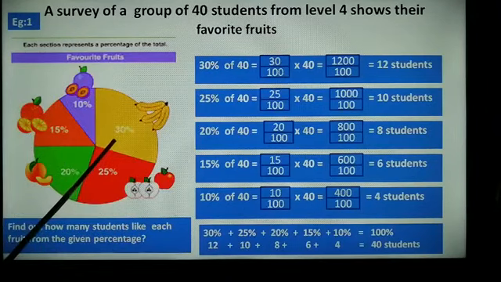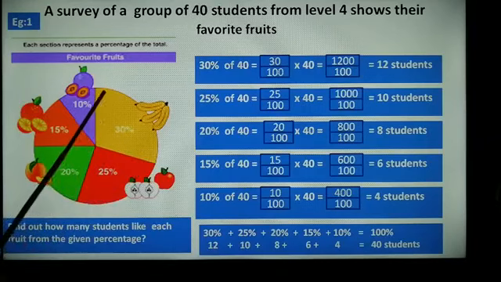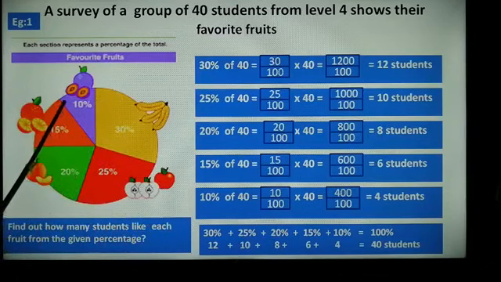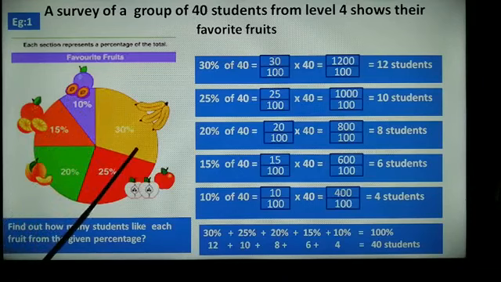So first we will move to this one, the biggest slice. Biggest slice means what? More students like it, isn't it? If the question asks which fruit is the least favorite, you can easily tell with the help of the slice size. This one, isn't it? And the most liked one is banana.